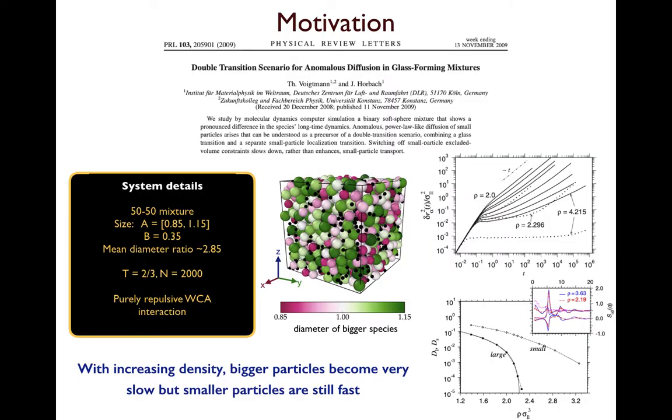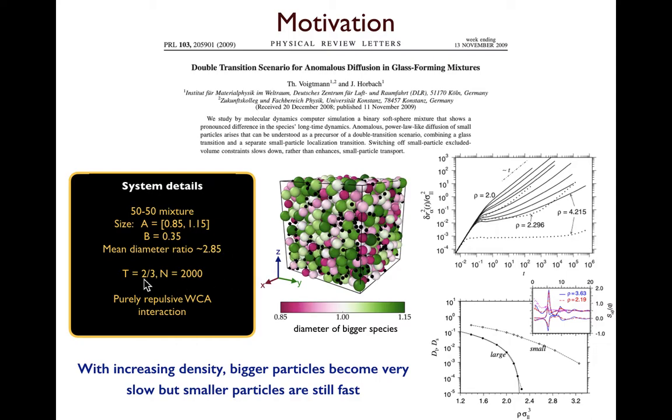Our motivation to do this work is this paper where diffusive properties of a binary glass forming mixture has been studied. This is a 50-50 mixture. The bigger A particles are polydispersed while the smaller B particles, shown with black dots here, are of fixed diameter. The mean diameter ratio between the bigger and smaller species is close to 2.85.